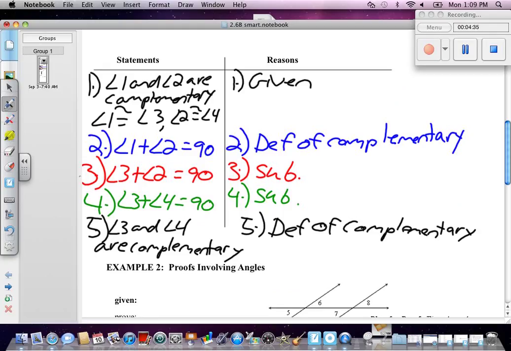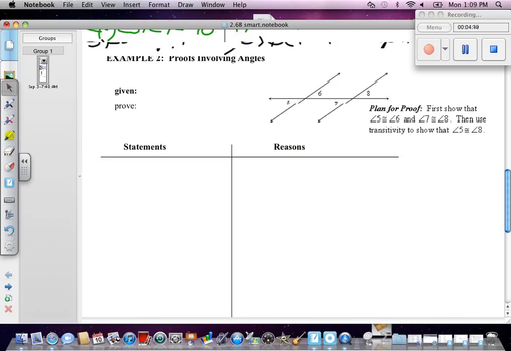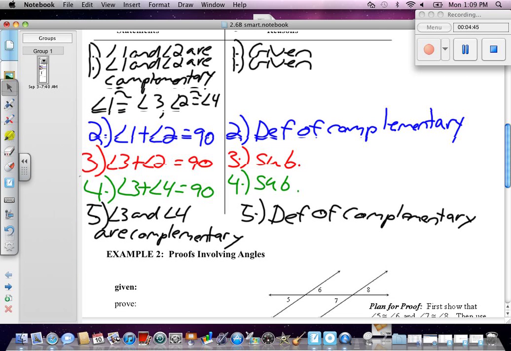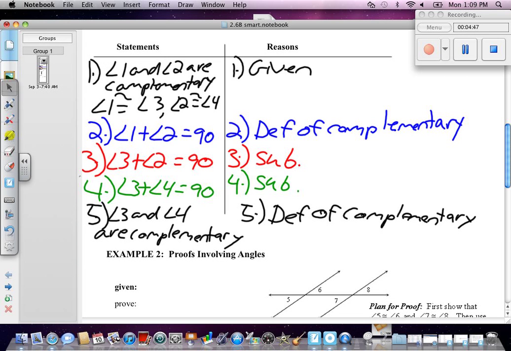All right, let's turn it over and look at example 2. If you've already copied this down on the front, if you want to look at the back for example 2, it has a plan for a proof in the corner. Chris, can you sit up, please? Thank you. It is a plan for a proof.